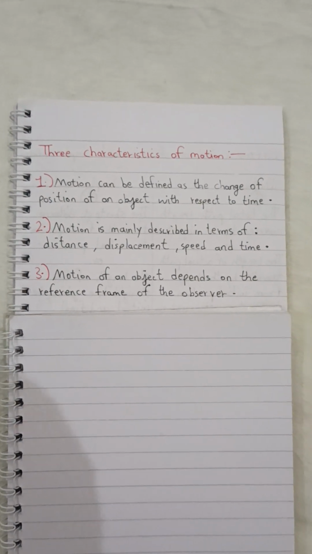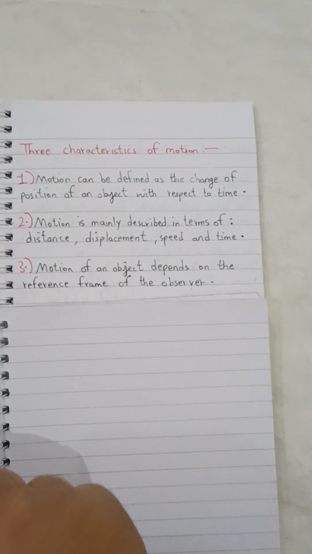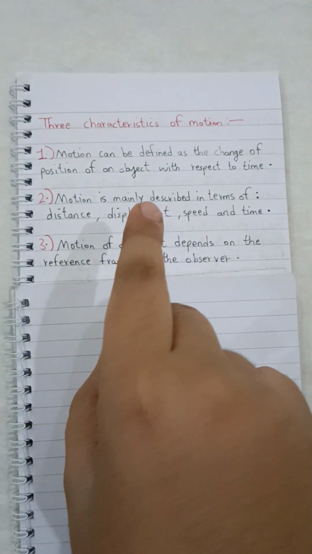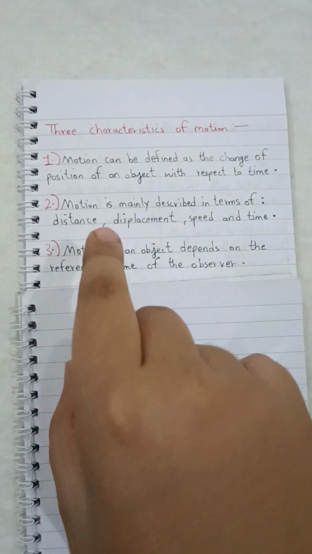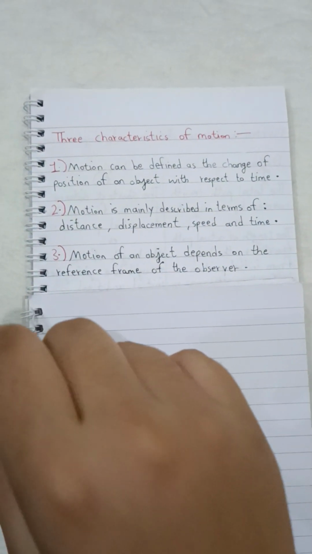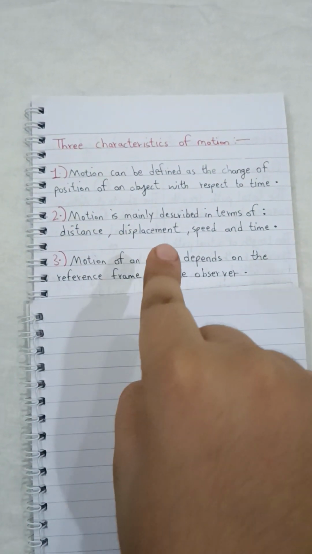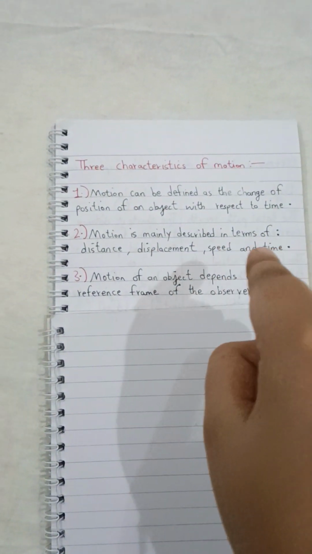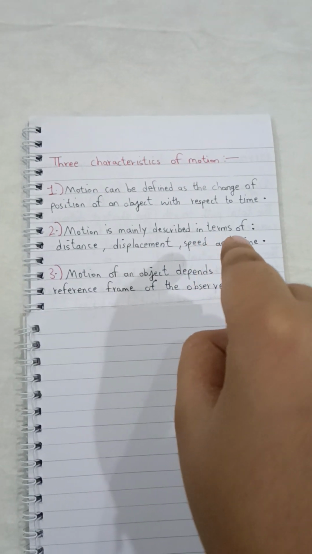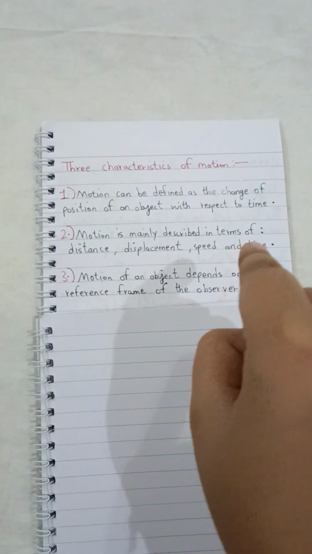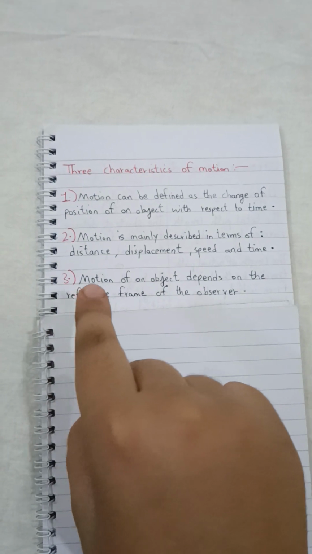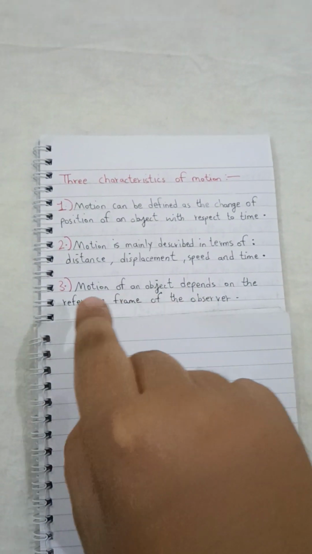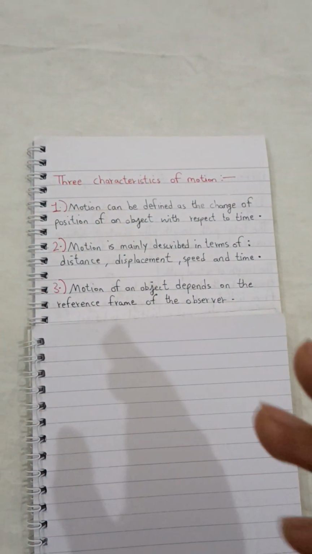So guys, here I've written 3 characteristics of motion. First, motion can be defined as the change of position of an object with respect to time, as I told before. Second, motion is mainly described in terms of distance, displacement, speed and time. Remember, distance, displacement, speed and time. Third, motion of an object depends on the reference frame of the observer. So it depends on how the observer sees it.